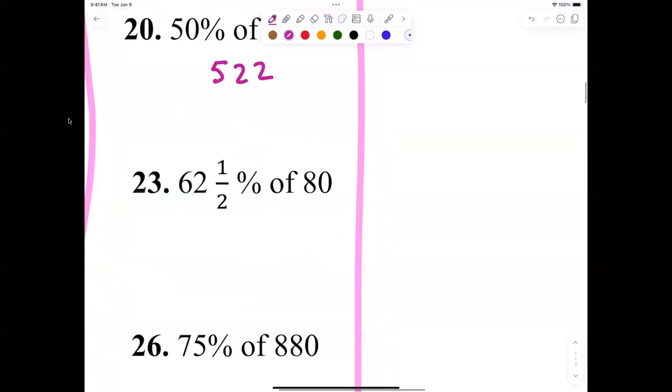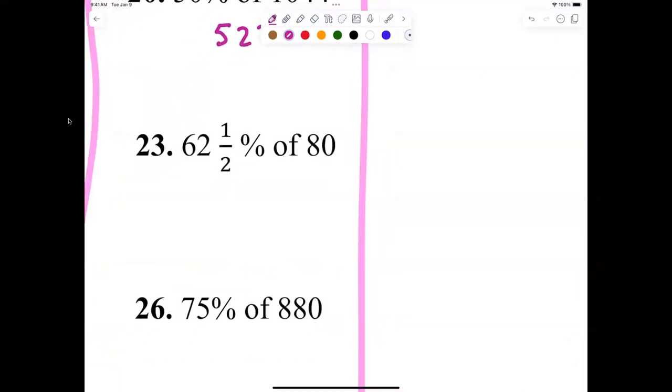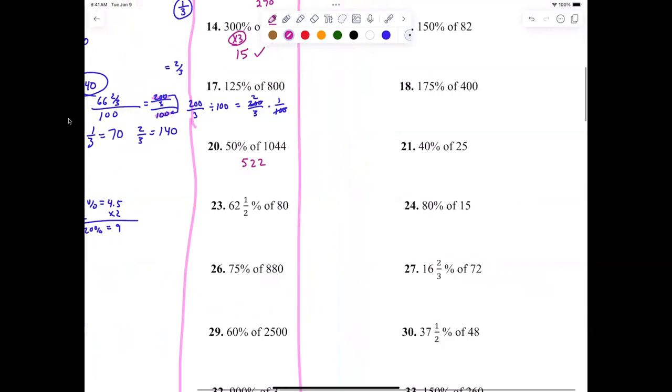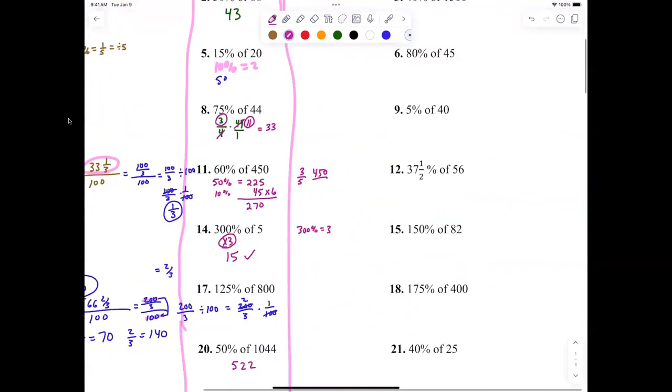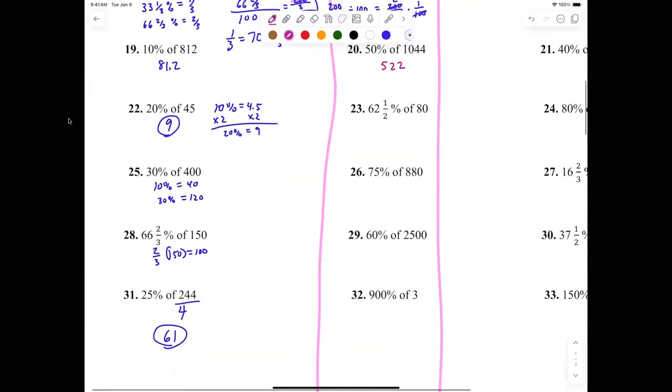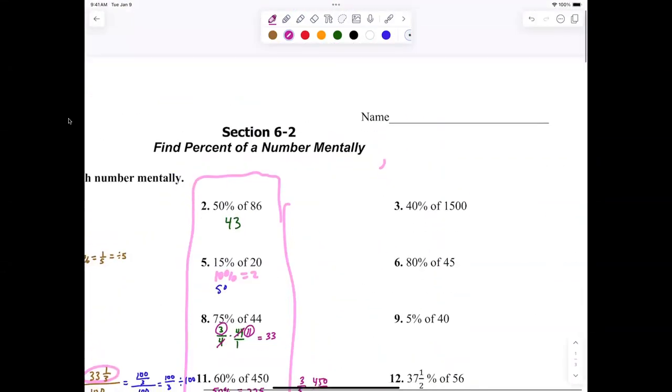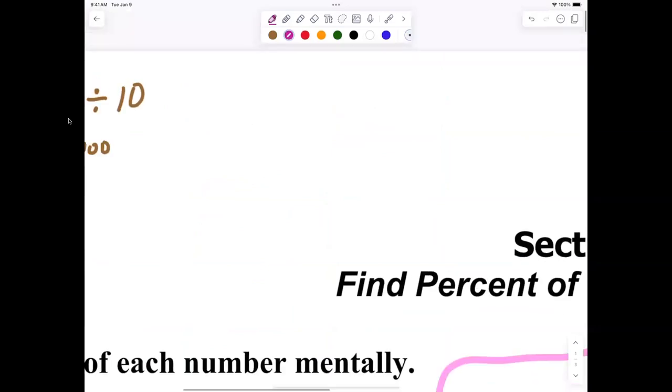Now, 23 was the hard one. Do you remember what I told you? What is this? 62.5% is the same as what? No. 62.5% is the same as what? Nope. What fraction? Didn't we do the eighths yesterday? Here we go. Let's put these up here again.